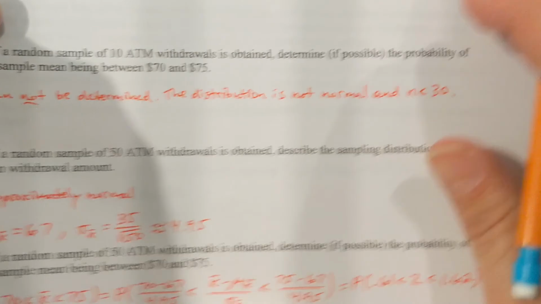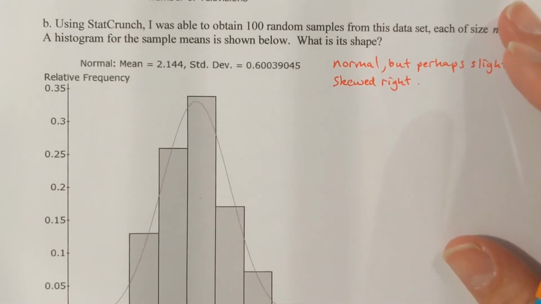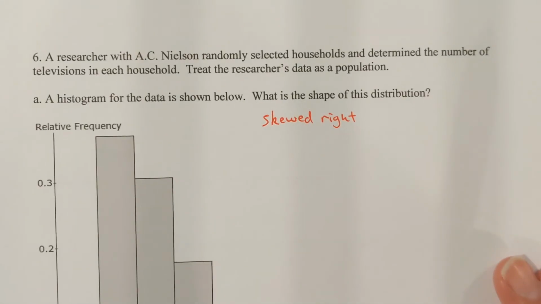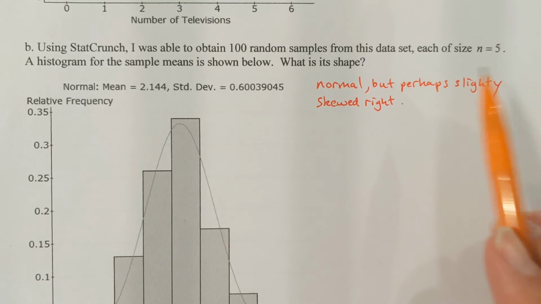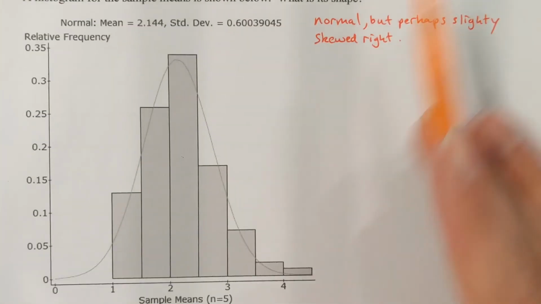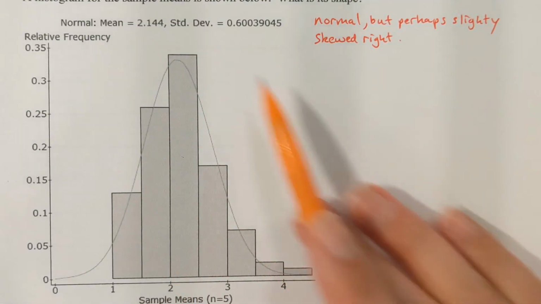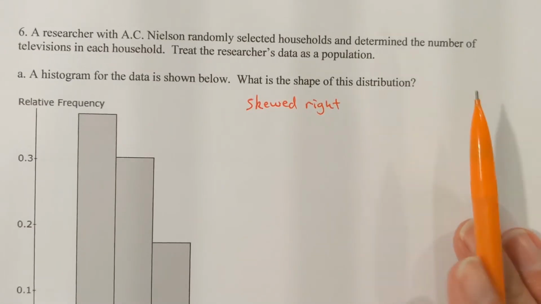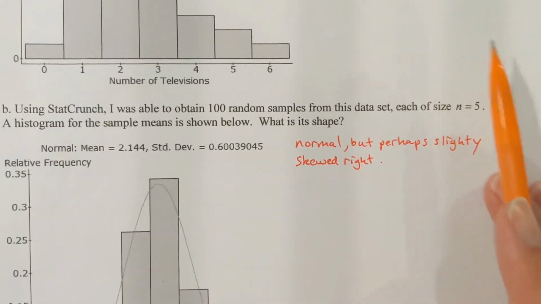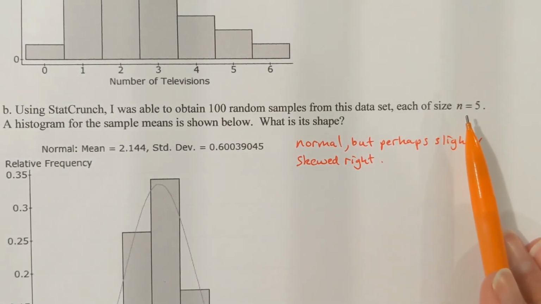That's what we saw in the problem where we were looking at the number of TVs in a household. I had samples of size n equals 5. You could make the argument that this is still not normal, because the sample size is not big enough. Excuse me, I'm moving this all around. Sample size is not big enough. Okay.